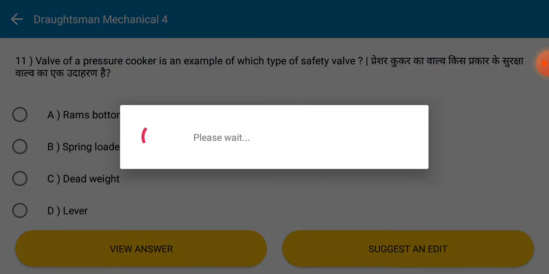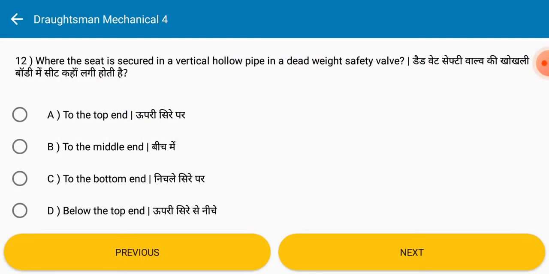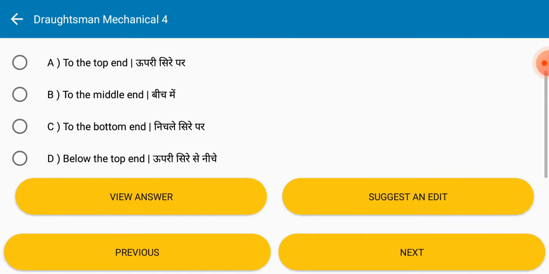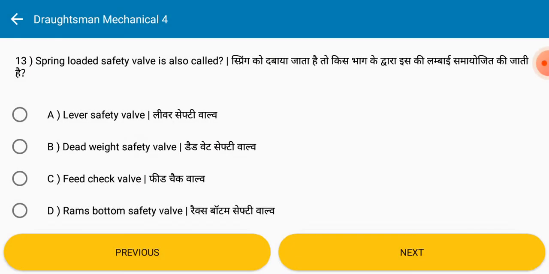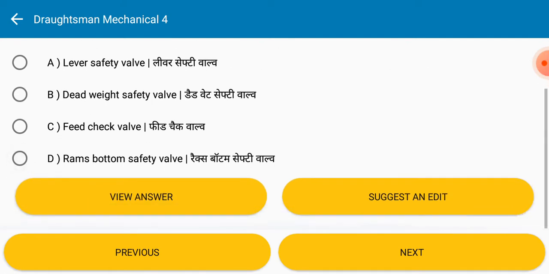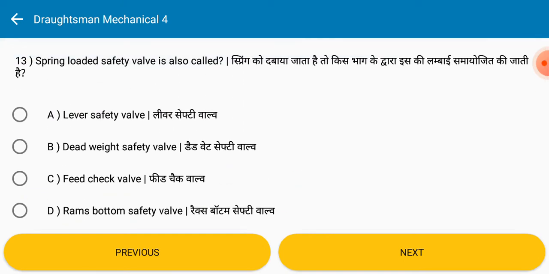Next question. Where the seat is secured in a vertical hollow pipe in a dead weight safety valve? The right answer is option number A, to the top end. Next question. A spring loaded safety valve is also called. Option number D is the right answer. Spring-loaded safety valve is also called ram's bottom safety valve.